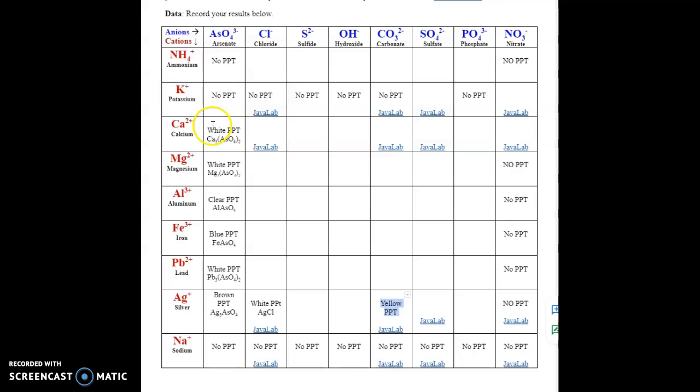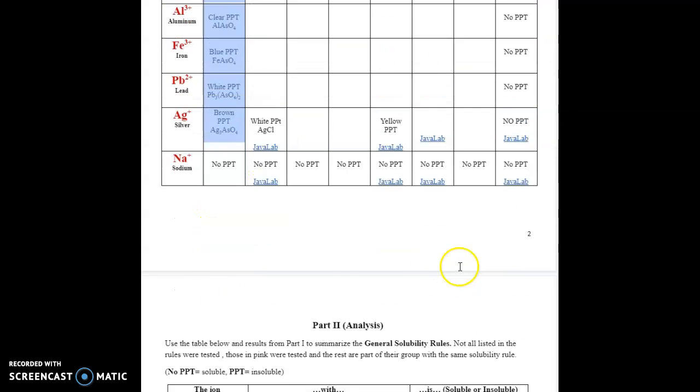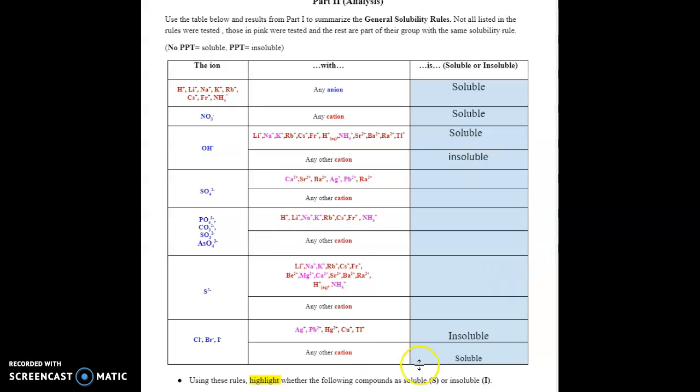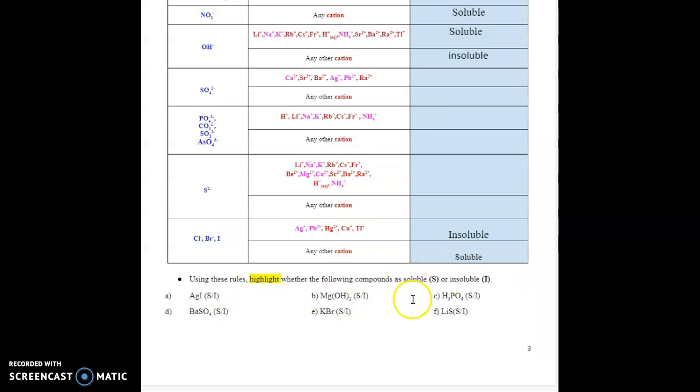Arsenate is soluble with ammonium, potassium, and sodium. It is insoluble with all other cations. That is the description. These patterns are what we're going to use for our solubility rules to identify if certain cations and anions are soluble in that river water. So using these rules up here, you'll apply them to down below.